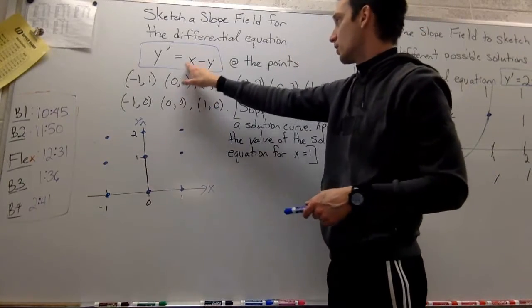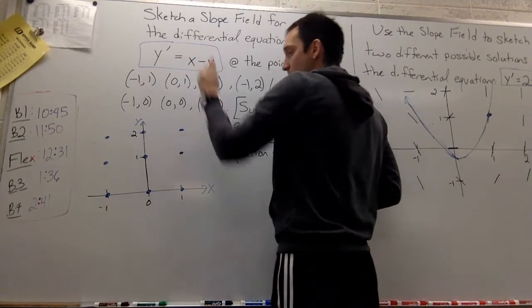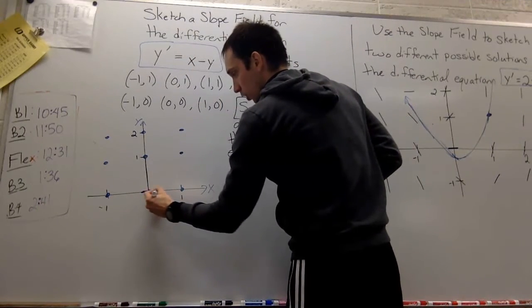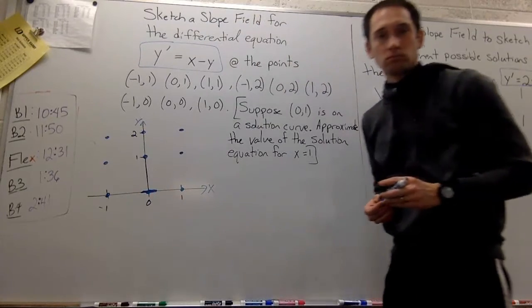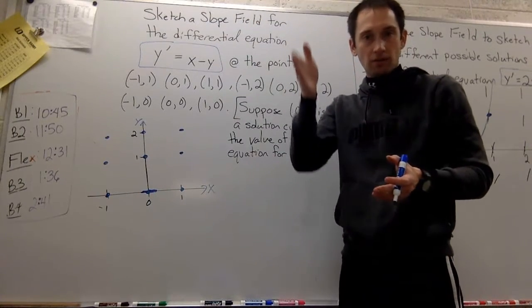At 0, 0, you plug in 0 for x and y. 0 minus 0 is 0. And so y prime equals 0. The derivative is 0, and slopes that are 0 are flat. If, by the way, you get an undefined slope, that means you have a vertical tick mark.